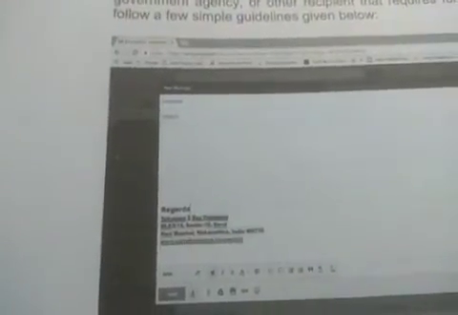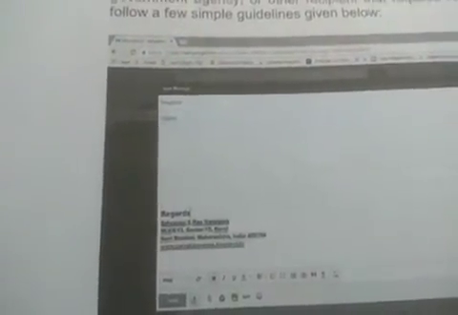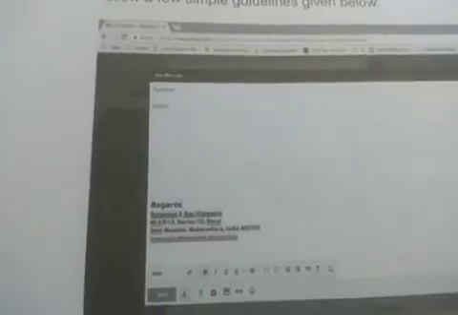4.3 Steps for email writing. Writing a formal email can seem like a daunting task since email is so often used for personal and informal purposes. If you need to write an email to a teacher, boss, business contact, government agency, or other recipient that requires formality, just follow a few simple guidelines given below.